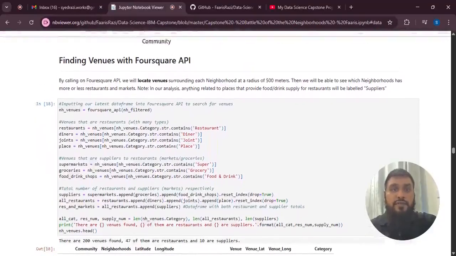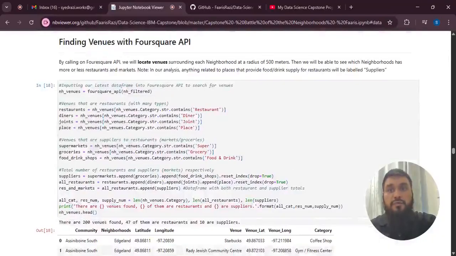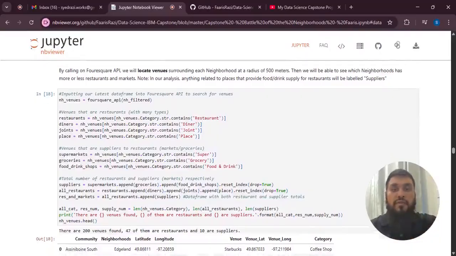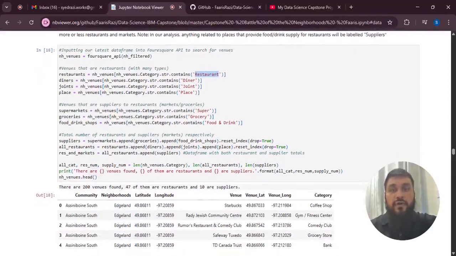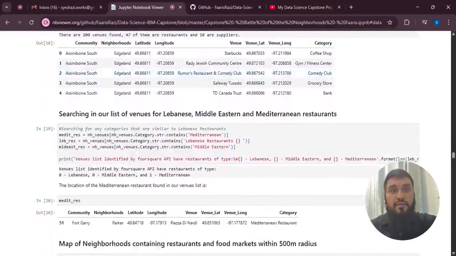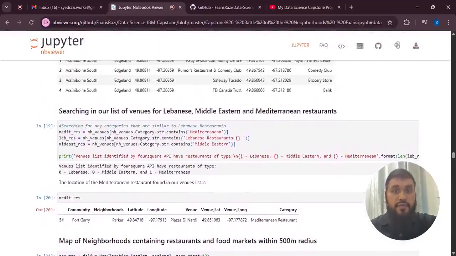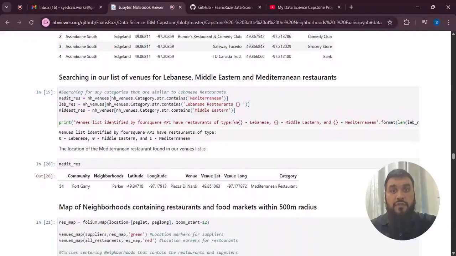Now finding the venues across all of these neighborhoods, we use the Foursquare API, basically feeding it all the neighborhood coordinates, which would then return to us the venues that we are looking for. So for example, restaurant categories, diner, joint, all these kind of venues we want to find to understand the venue distribution, which will reveal our competition, if there are any similar themed restaurants like Lebanese, Middle Eastern.